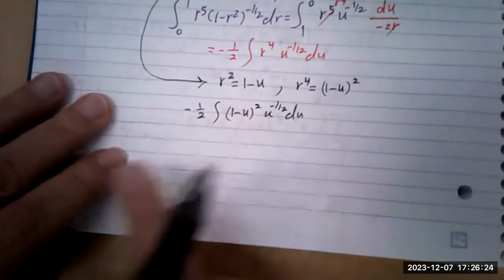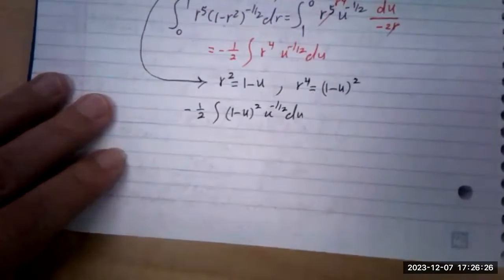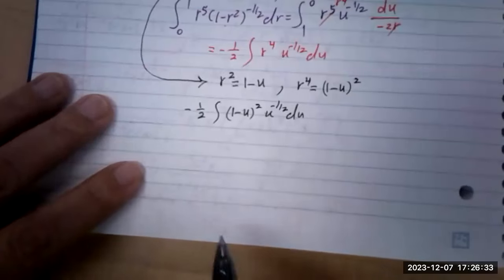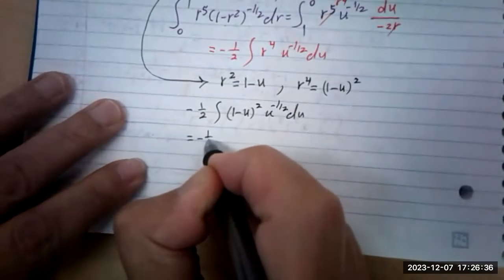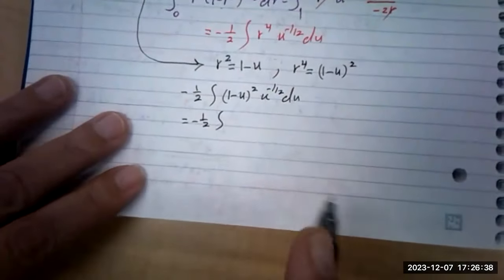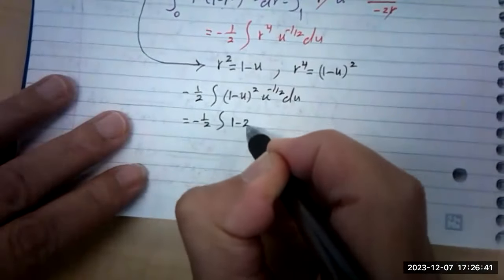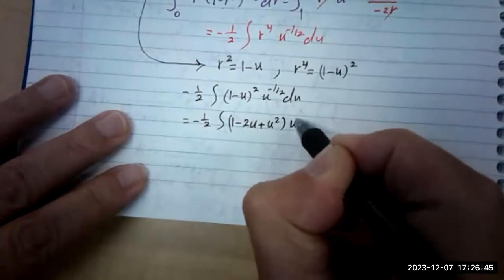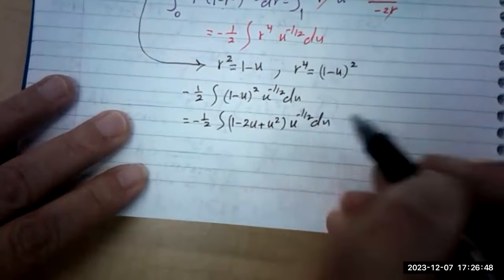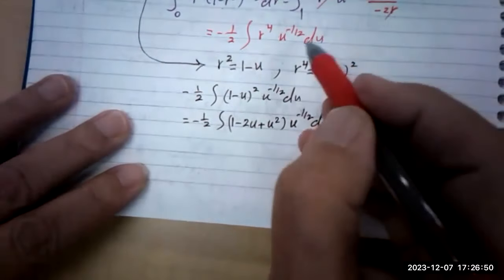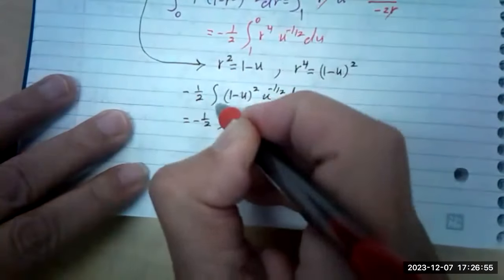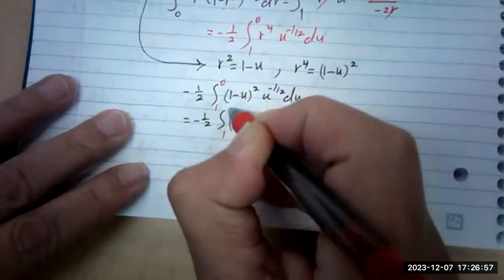Go back. Okay, you have to expand 1 minus u squared, then substitute, simplify, and eventually we get the answer. Not bad. So it's going to be negative 1 half integral of 1 minus u squared, which is 1 minus 2u plus u squared, square of the binomial, times u to the negative 1 half du. Of course, the integral is from 1 to 0.